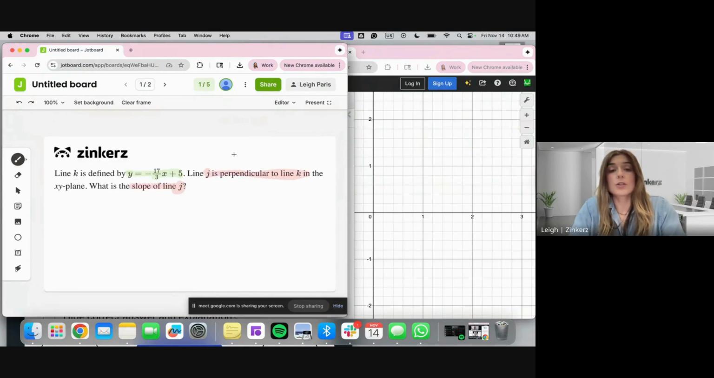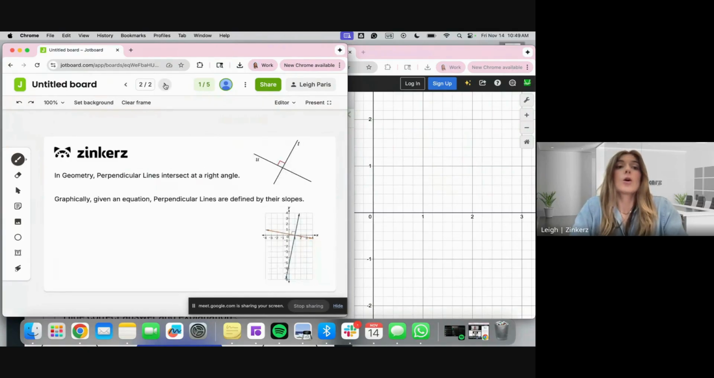So I think it's really important to dial into the main component of this problem, that the lines are perpendicular. We know from any work that we've done in geometry that perpendicular lines form a right angle. Here's a visual for you, but we need to transition that understanding to what happens on the coordinate plane. And so in order for lines to be perpendicular on the coordinate plane, we have to focus on their slopes.